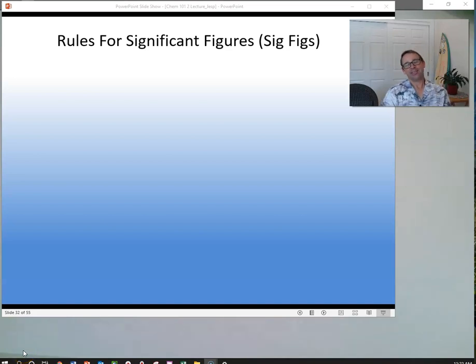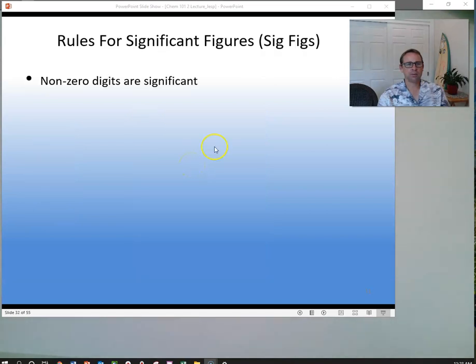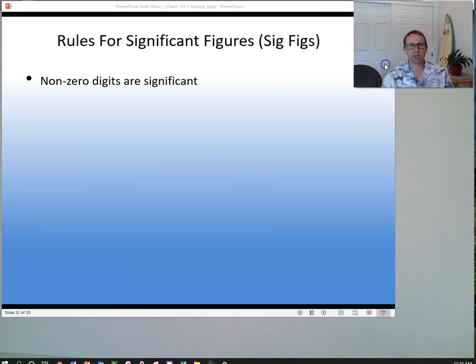Okay, so now we're going to spend a little bit of time looking at when we are given numbers from other scientists, how we can identify how many significant figures are in that number. We did some exercises to show how we can determine how many significant figures we should be able to write based on measurements from tools. But now we want to know how many significant figures we should expect based on numbers that are given to us. And these are the rules.